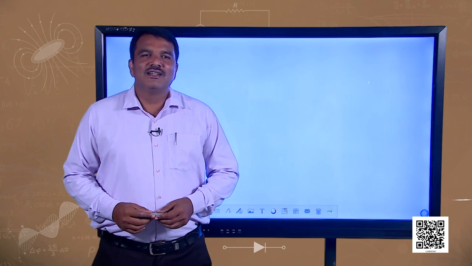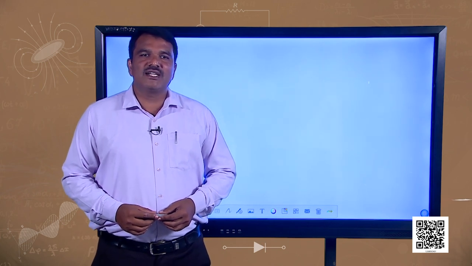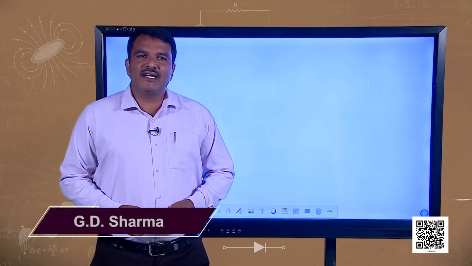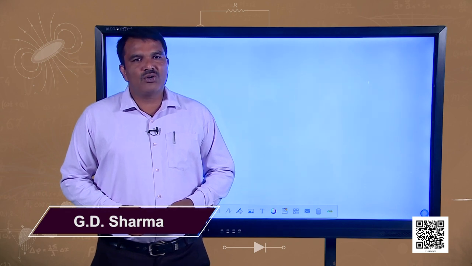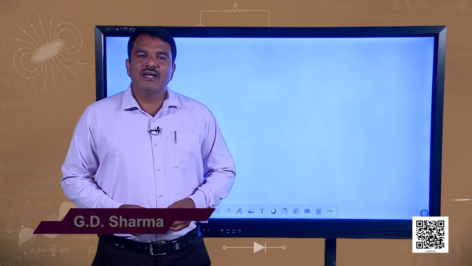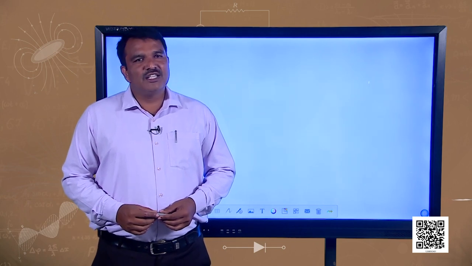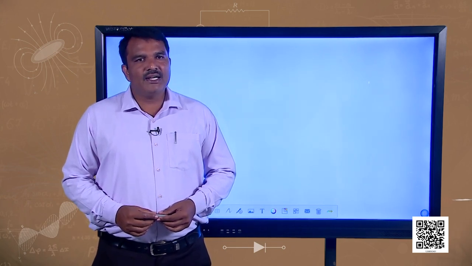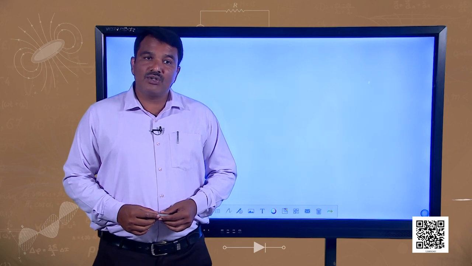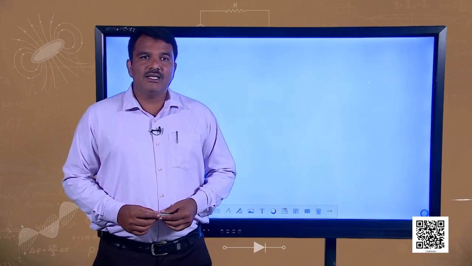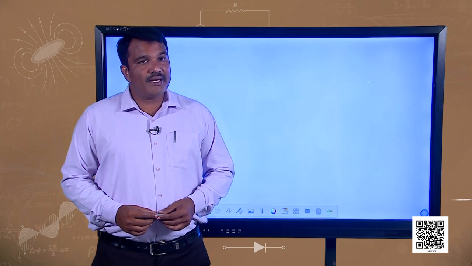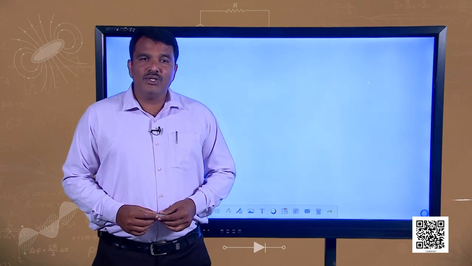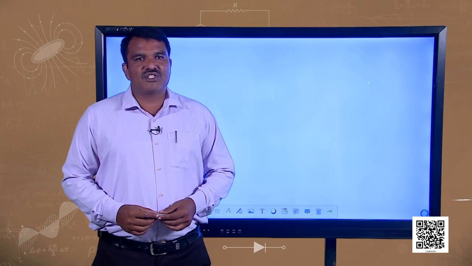Welcome viewers, we know that Gauss's law states that the net amount of electric flux passing through a surface is equal to 1 by epsilon naught times the charge enclosed by the surface. This law relates the electric field at any point with the net amount of charge enclosed by the surface. Further, this law can be applied to find electric field due to uniform and symmetric charge distribution.